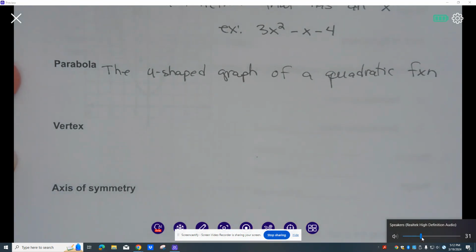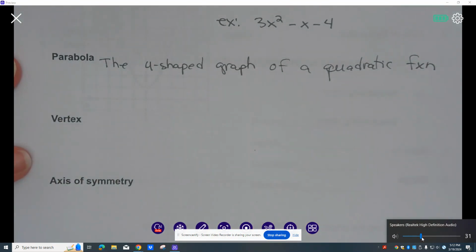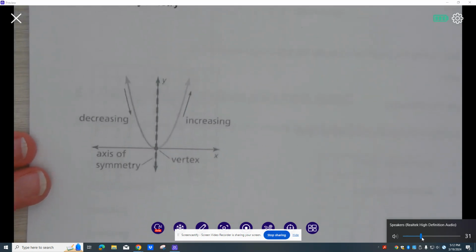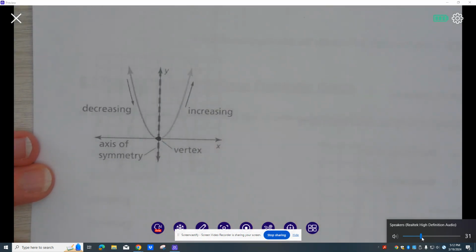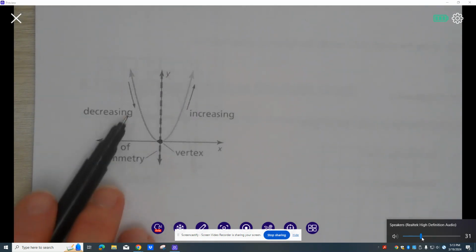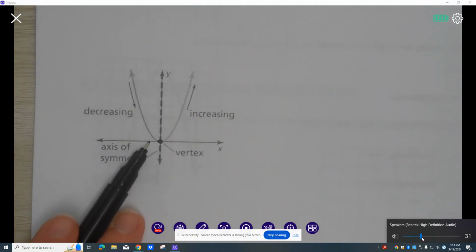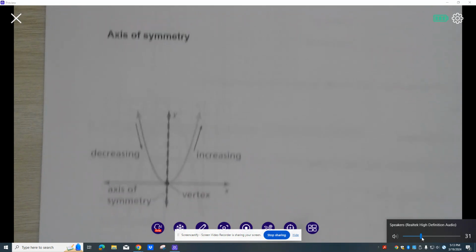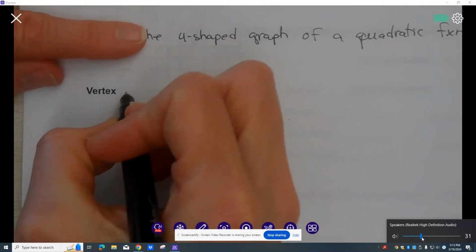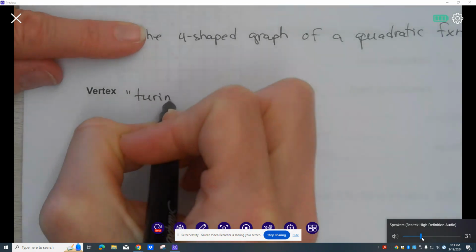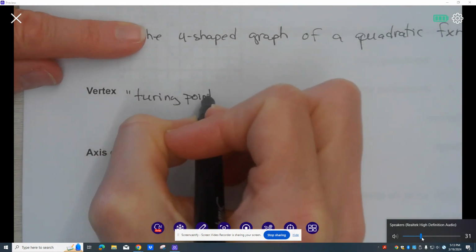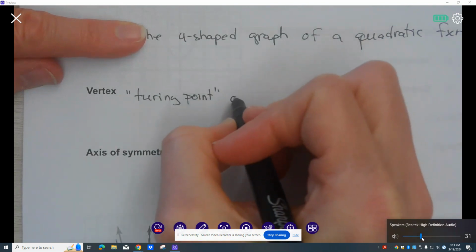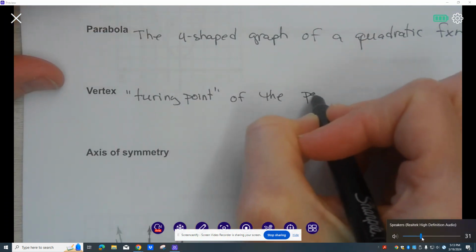Remember, if you need to, pause the video and then fill in the notes if this is going fast. The vertex, I'll show you right down here, is this point right here. It's going to be either at the bottom or the top of the parabola. Remember, the parabola is the graph. We call that the turning point because you can see right here, this graph is decreasing, and then when it gets to that vertex, it changes directions and starts increasing. So the vertex is the turning point of the parabola.